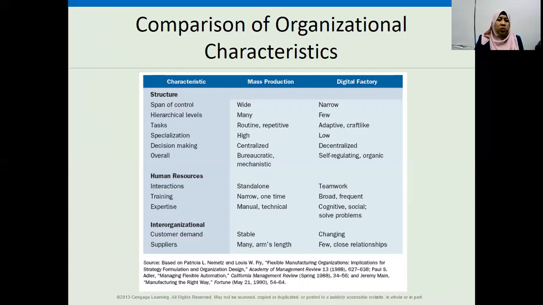So this is a difference between digital factory and mass production. For the inter-organizational, we do have the customer demands. For mass production, it is stable because we know how much they allocate for this month. The demand is not so obviously changed. But compared to digital factory, it keeps changing. Meaning to say they have dynamics of demand from the customer.